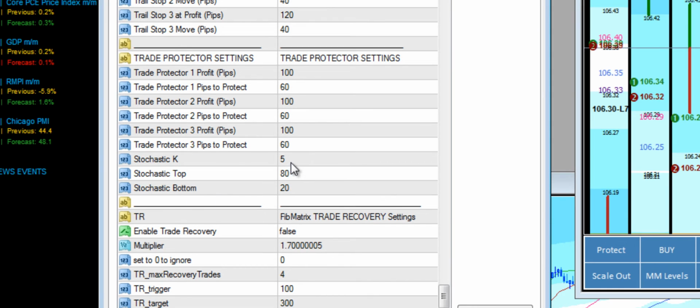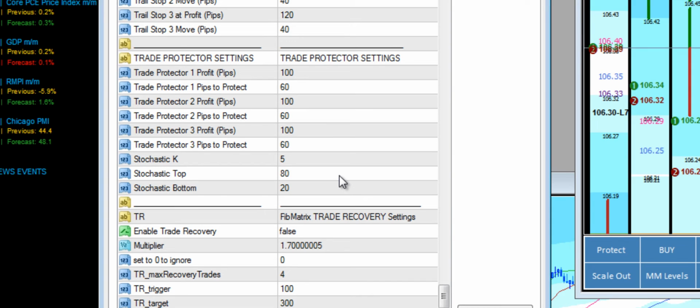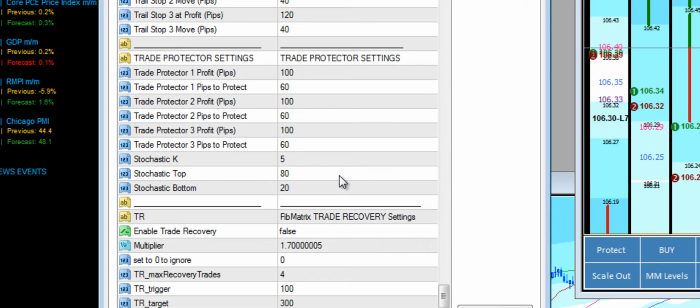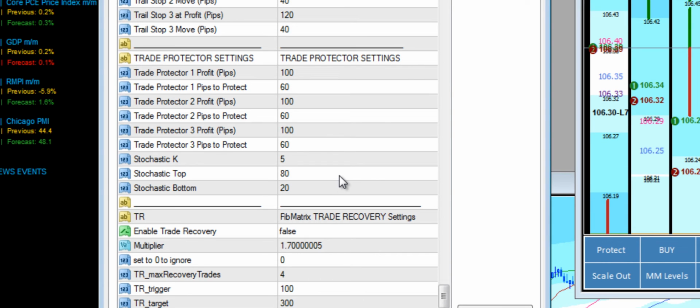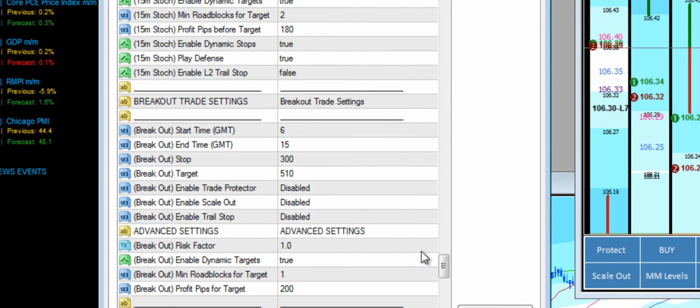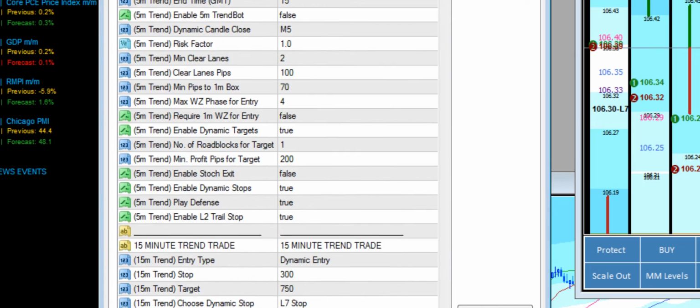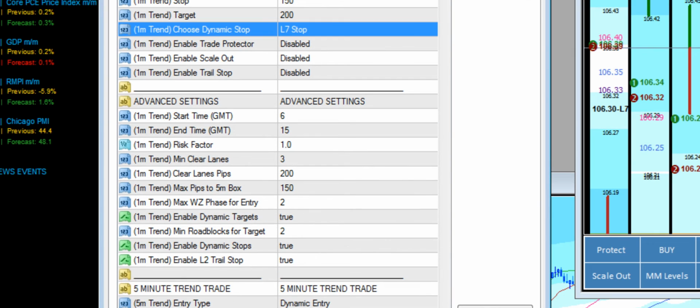So that's the setting. It's 5, 80 and 20. Honestly, unless you really know what you're doing with stochastics, leave it at that. That's a really good scalping setting. Okay, so that's what it is. That's an advanced setting. You don't really need to mess with it, like I said, unless you really understand the stochastic.